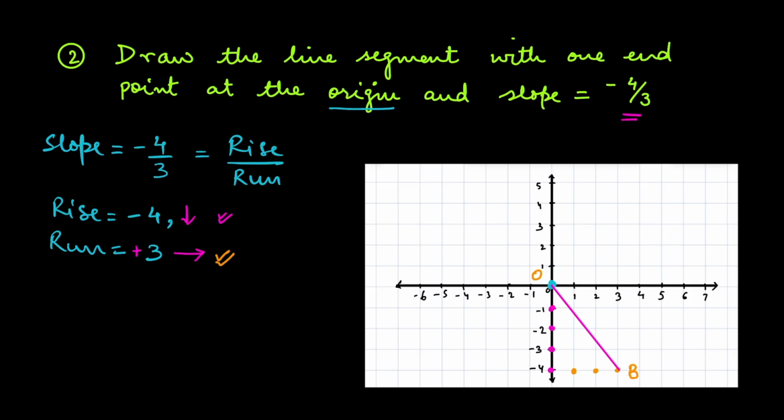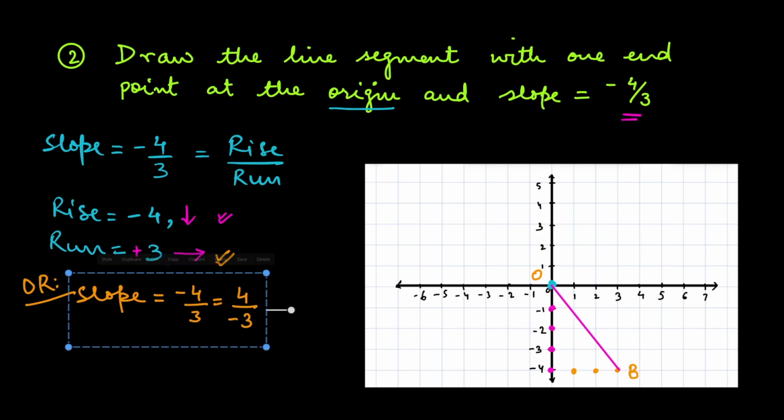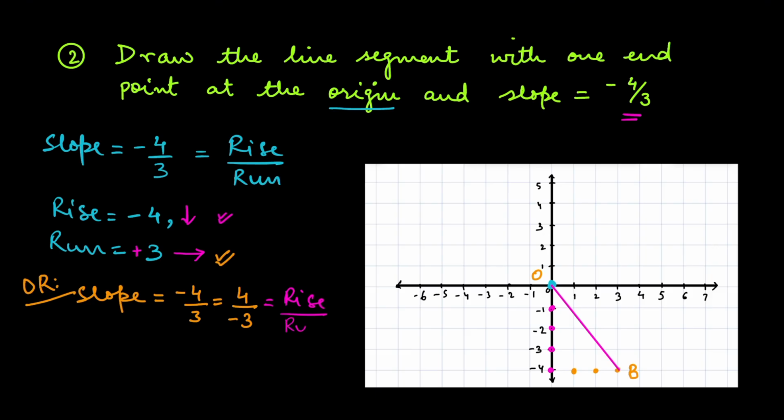Also we could have done this question by taking the slope -4/3 as 4/-3. Now in this case, if we compare it with the formula of slope, it is rise over run. So how much is the rise we take here? If we compare, it's 4 and the run is -3. Since the rise is positive, we take upward, and the run is negative, so we take 3 units towards left.